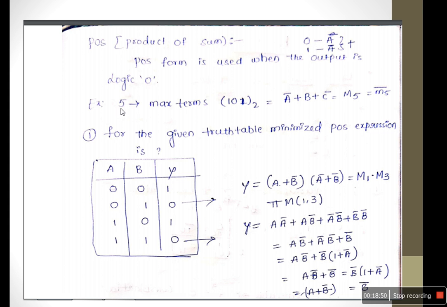For example, if you have 5 in decimal, the 5 in binary is written as 101. So in product of sums, 1 is written as A bar, and 0 is written as B, and 1 is written as C bar, and the relation between these three is addition, because it is the product of sums.